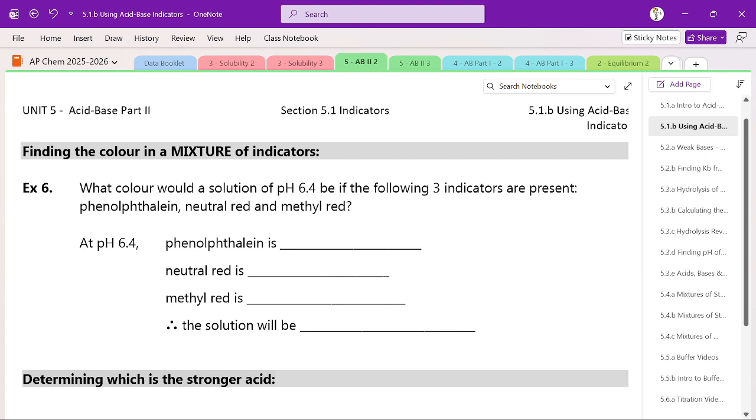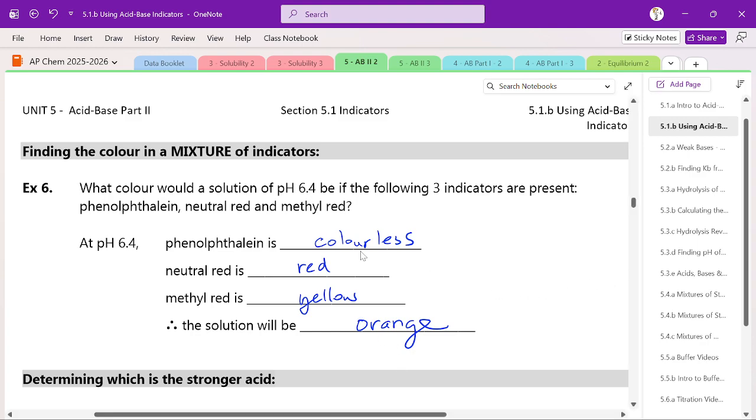So at pH 6.4, what color is phenolphthalein? Colorless. At pH 6.4, what color is neutral red? Red. At pH 6.4, methyl red is yellow. Therefore, the solution will be orange. So that's pretty straightforward. You just list off the ones you have and then you combine the colors and there you are.